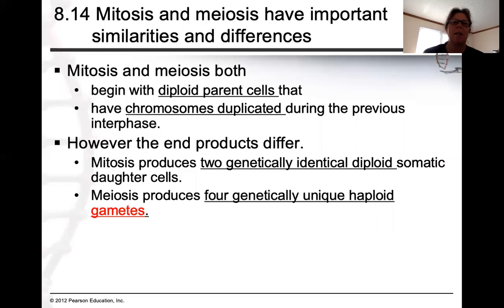So here, mitosis and meiosis, they both begin with diploid parents. They both have their chromosomes duplicated in interphase. The end, however, is different. In mitosis, we have 2 genetically identical diploid cells. And in meiosis, we have 4 genetically unique haploid gametes.